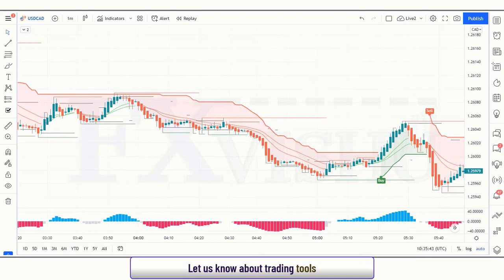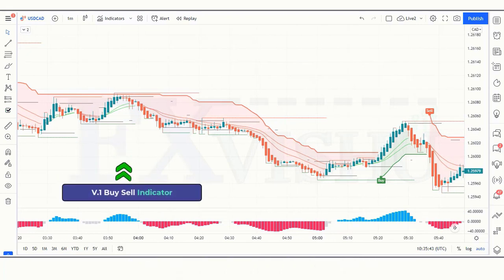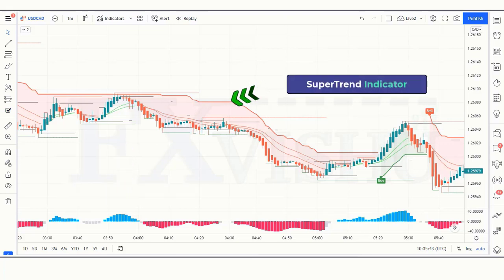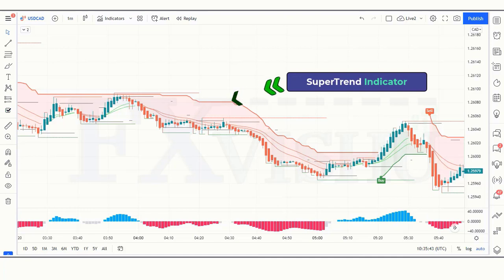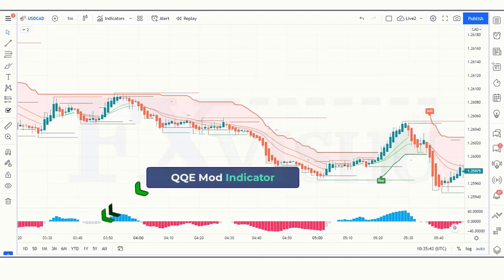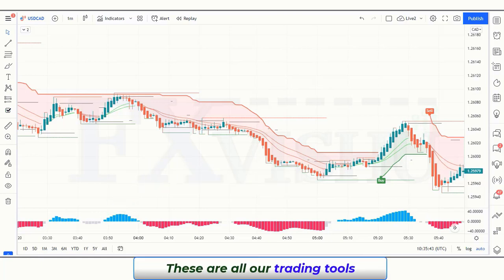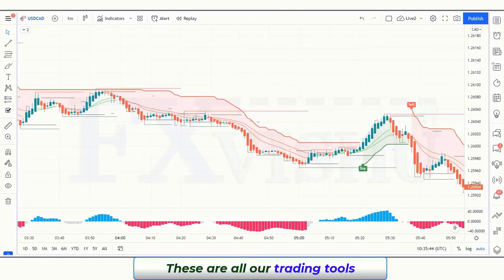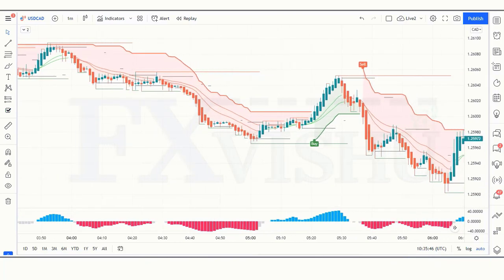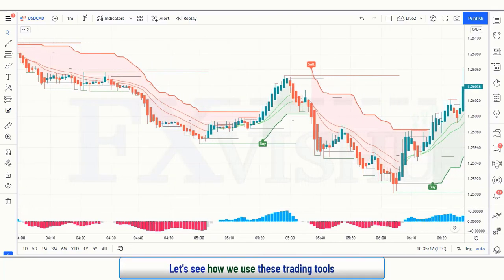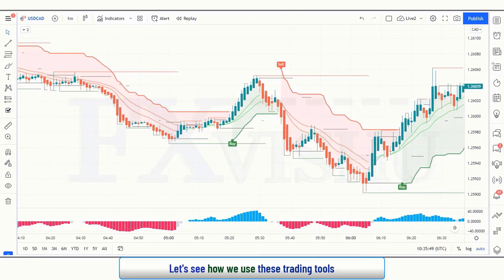First of all, let us know about trading tools. The red and green lines indicator we see in the chart is called V1 Buy Sell Indicator. The buy and sell signals indicator we see in the chart is called SuperTrend Indicator. And the indicator which is at the bottom, we call it QQE mod indicator. These are all our trading tools. Further, we will explain the trading setup. Let's see how we use these trading tools.